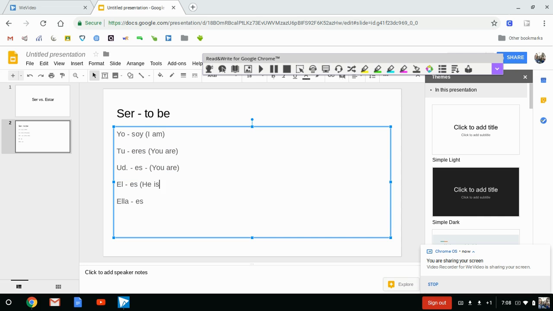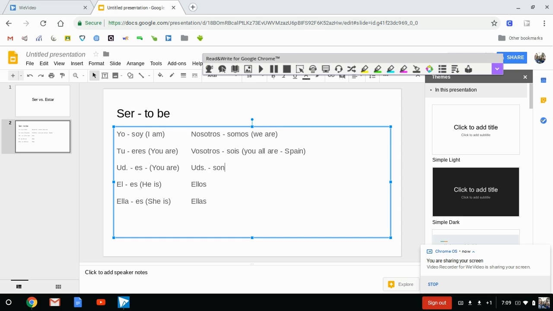Él es would mean he is. Ella es means she is. And those are all the singular pronouns. So then we have our plural pronouns. So nosotros, the conjugation is somos. So somos means we are. Vosotros, that's the one you have my permission to forget for high school. But sois means you all are. That is the one that is just in Spain. If you're in Spain, that's the informal you all are.